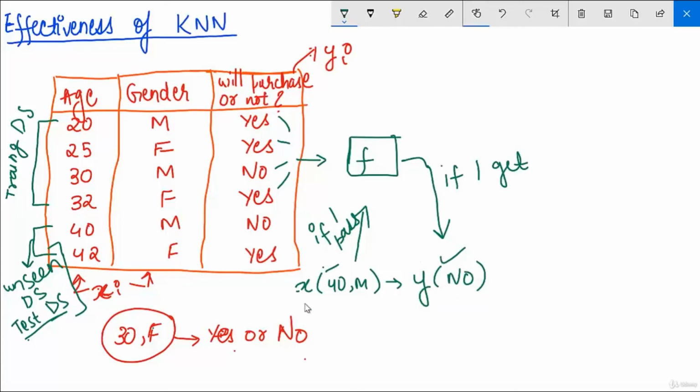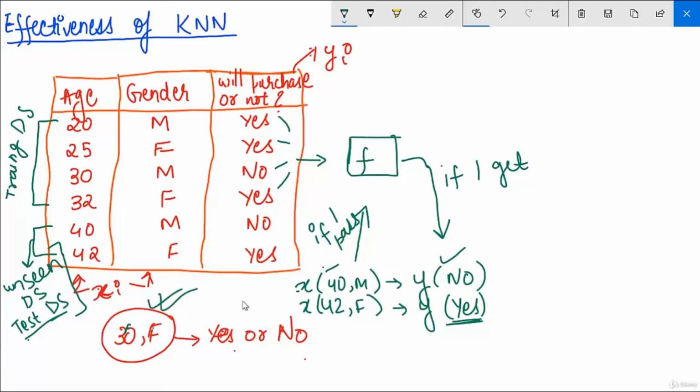Similarly, I can try it with another x, which is my 42f, and I know the result is y, but I'll pass only x and not the y value, and if I get the right result, then we'll say okay, our algorithm is working fine. Finally, if our accuracy is good, let's say more than 90%, then, and I'll let you know how we calculate the accuracy, we can finally pass the new value.